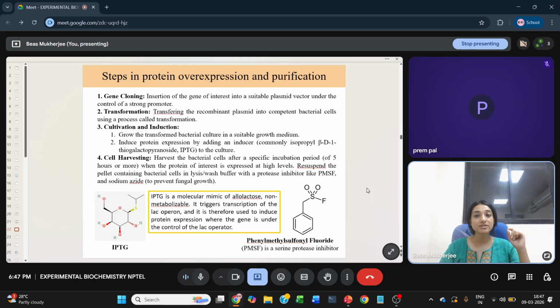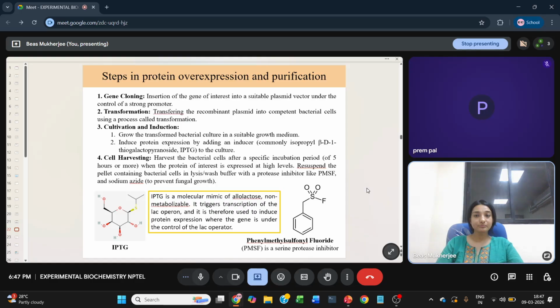So this triggers transcription of the lac operon, and it is used to induce protein expression when the gene is under the control of the lac operon. So which gene is under the control of the lac operon? T7 RNA polymerase production. That is under the control of the lac operon.